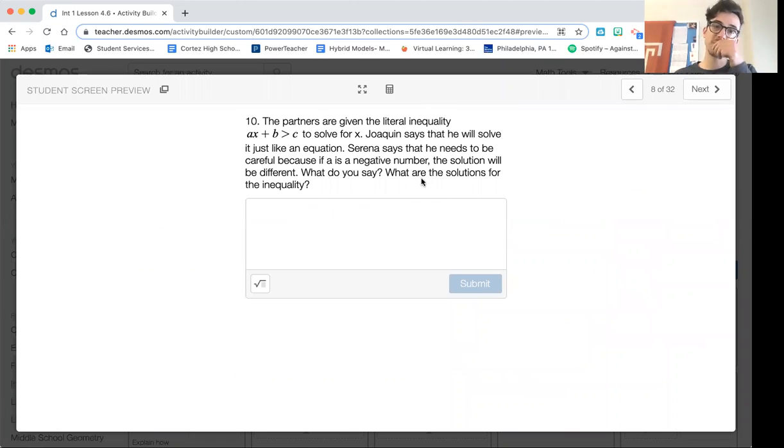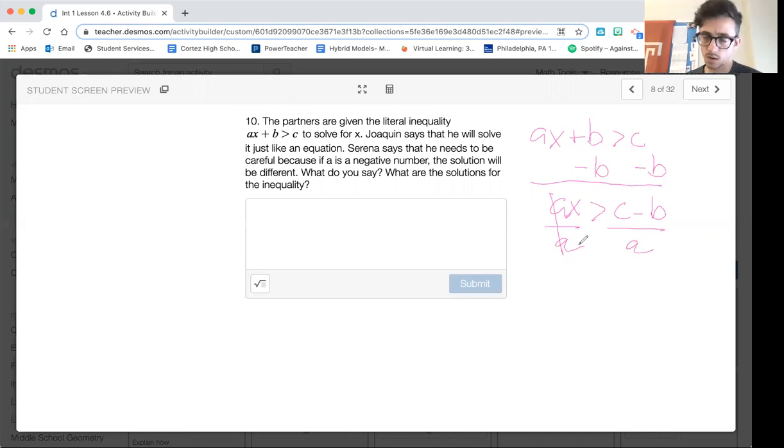I hope that helps. The literal inequality, ax plus b is greater than c, to solve for x. Joaquin says that he will solve it just like an equation. Serena says that he needs to be careful because if a is a negative number, the solution will be different. What do you say? What are the solutions of the inequality? All right, well, let's just try it. Because if we have ax plus b greater than c, subtracting b on both sides, that's not a problem. You're then left with ax is greater than c minus b. If you're solving for x, you divide by a.